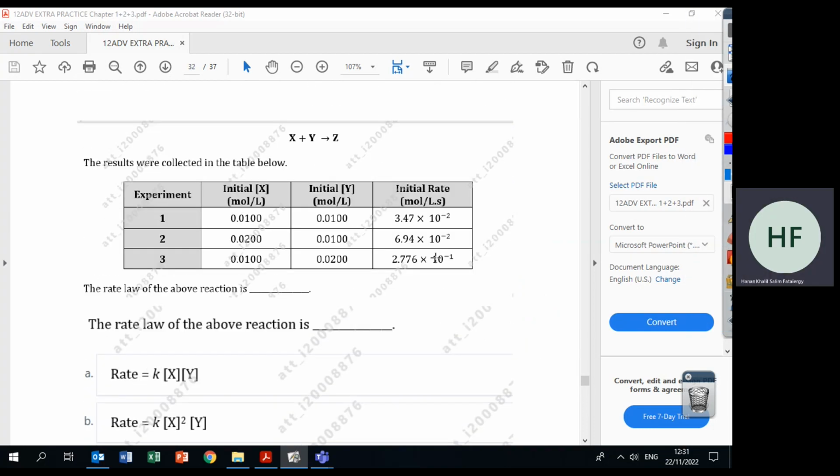Okay, this is a similar question. Try to pause the video and do it by yourselves.